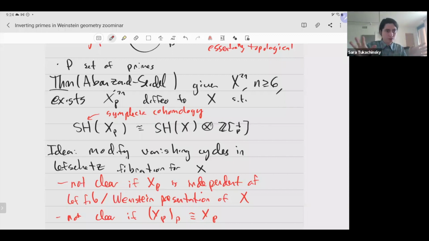The cohomology condition is analogous to the homology identity in the topological context. The condition that XP is diffeomorphic to X, what is that analogous to? Or is it just a way to say it's maybe a reasonable candidate?